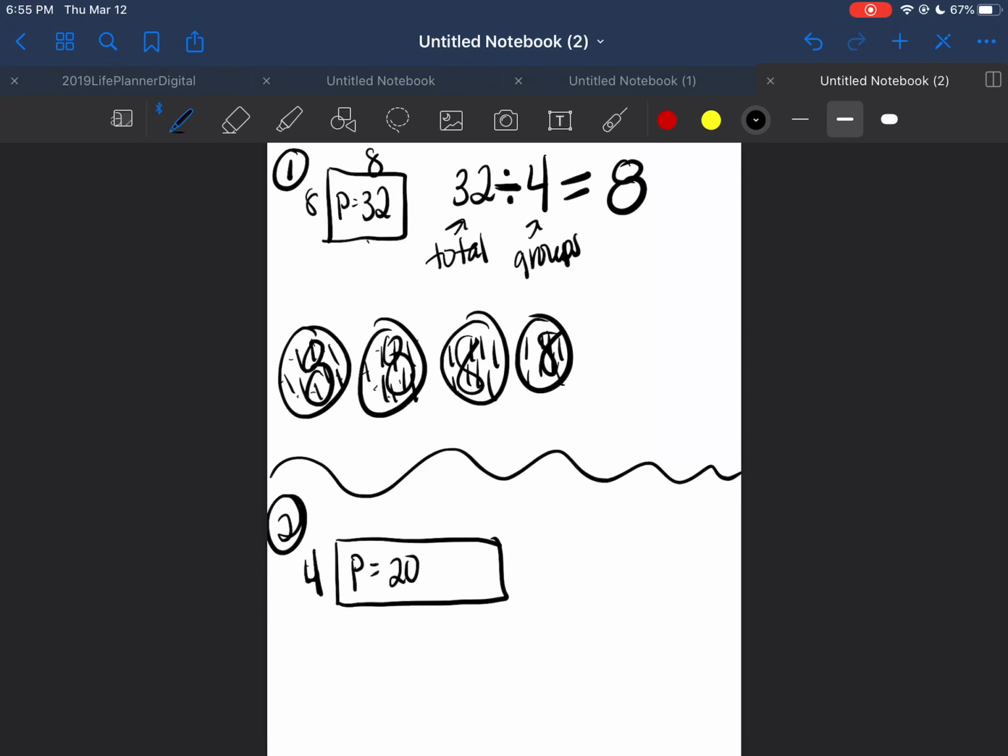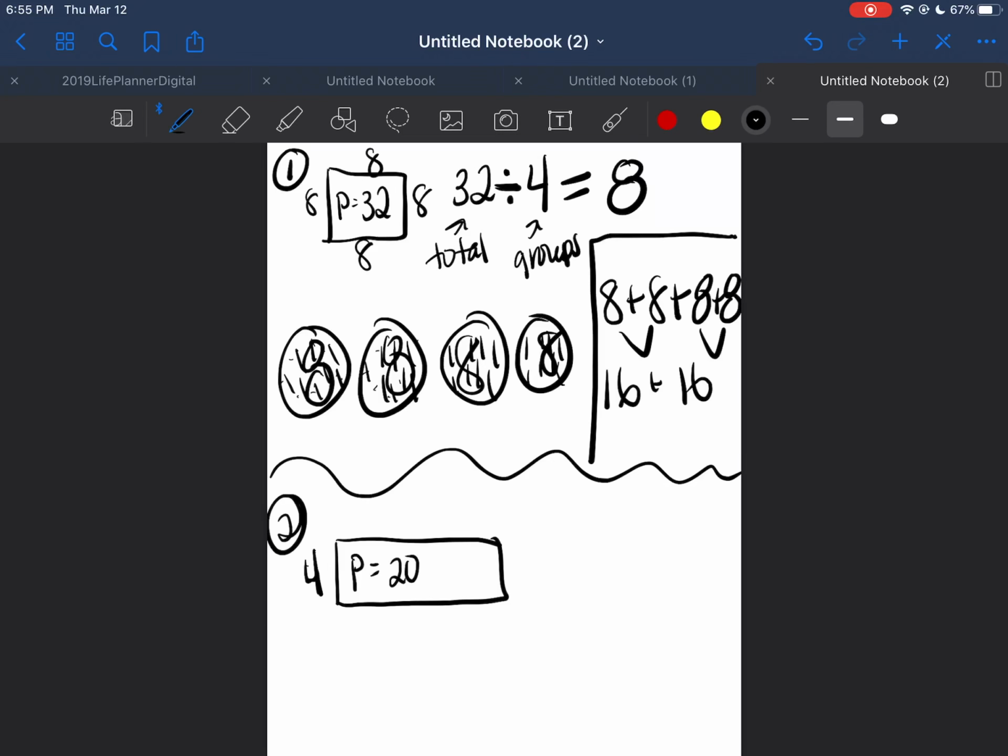So we're saying that our missing side length is 8, but what can we do to make sure we're 100% right? That's right, check our work. 8 plus 8 is 16, and 16 plus 16 equals 32. So were we correct? Yes, we were.